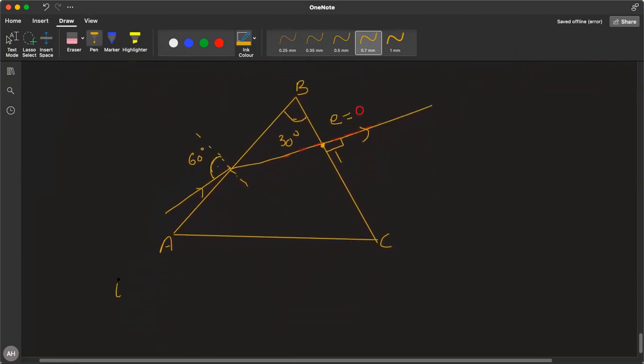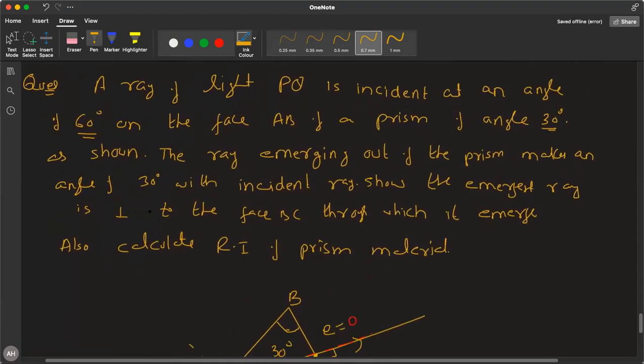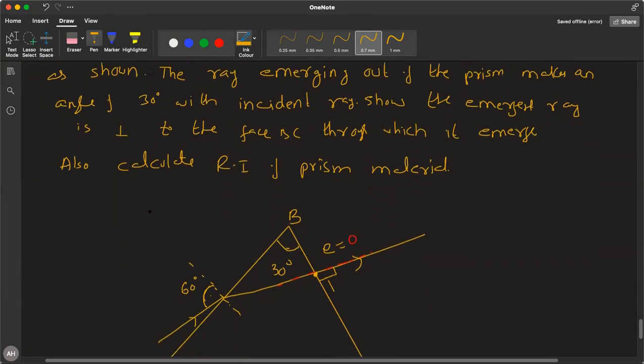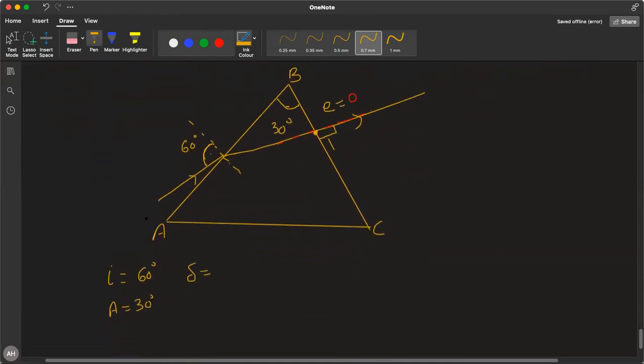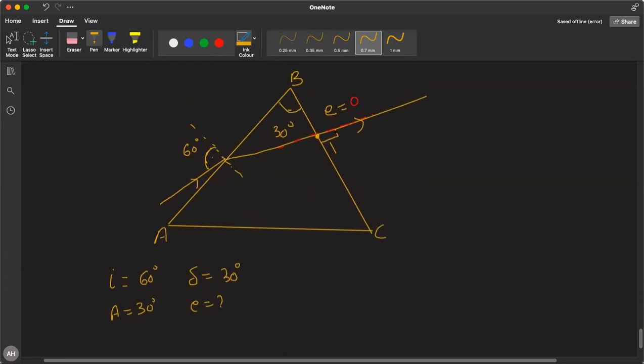So your I, I'm writing it again, I is 60 degree. Angle of prism is 30 degree. Angle of deviation is given. How much is deviation? Deviation is 30 degree. I need angle of emergence. If you have to prove that this ray is perpendicular to the surface, that means you have to prove that E is equal to 0.